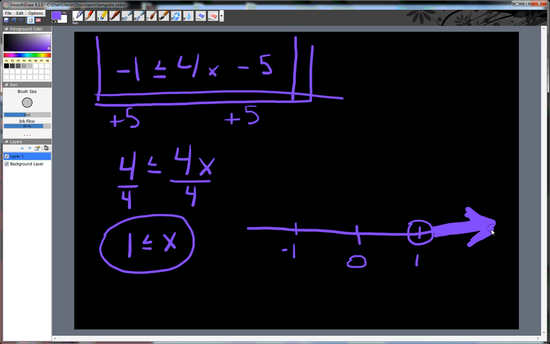And because we have the option of being equal to, this dot needs to be filled in. If it was just greater than, this would be an empty dot. But again, because it's greater than or equal to 1, that filled in line represents x. 1 is a possible value for x, so we fill it in. And so if you take a look, A is the choice that suits, and that is the answer.